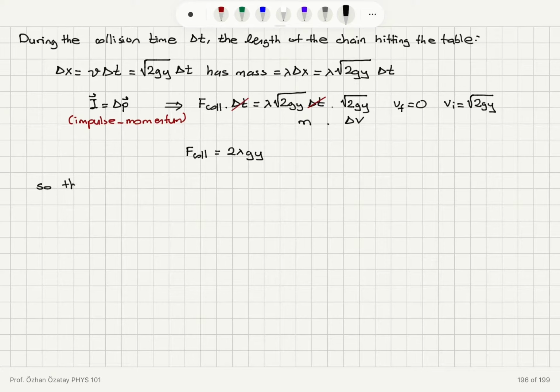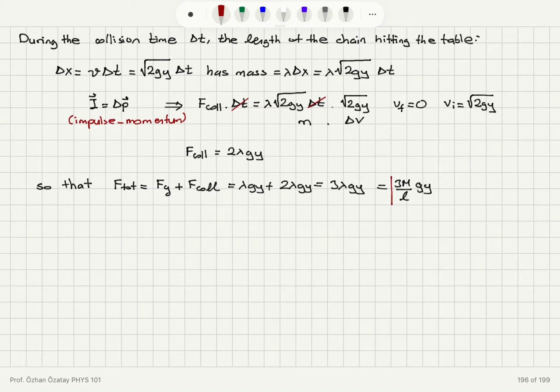So we can add these two contributions. The total force exerted by the table will be the normal force that balances the gravitational force, plus the collision force. So this will be lambda gy plus 2 lambda gy, which is 3 lambda gy. Now, what was lambda? It was M over L, homogeneous chain. g is our gravitational acceleration. This will be the force exerted by the table at this point in time.